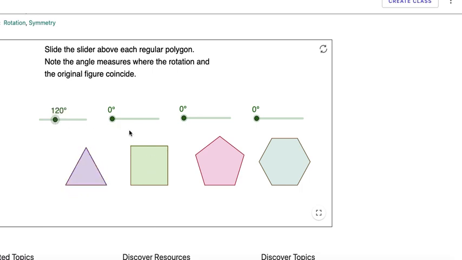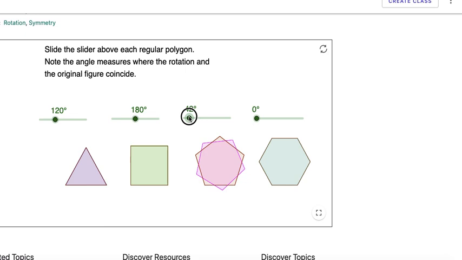But now let's look at this square. I've moved my square, and I see when I get to 90, that is an angle of rotational symmetry. But I need to go until I get to 180. So I keep going, and I see at 180 I have another one. So the angles of rotational symmetry here would be 90 degrees and 180. When we're doing these problems, we're going up until 180.